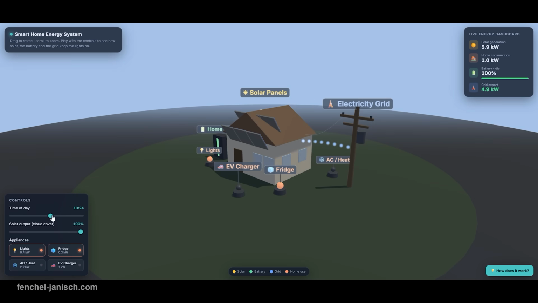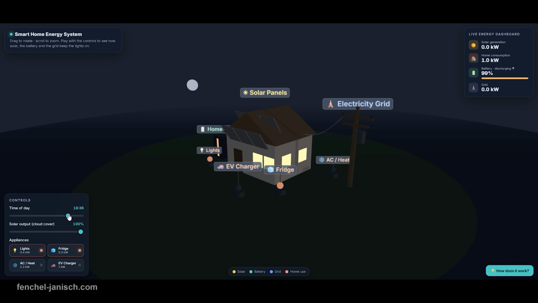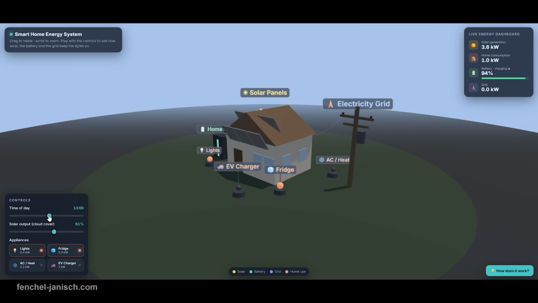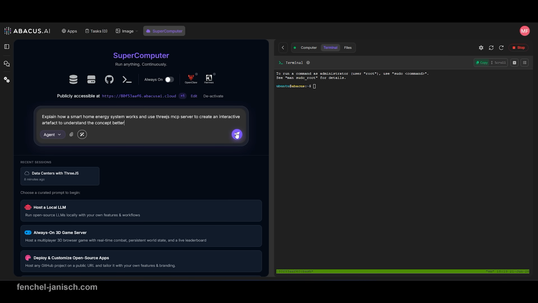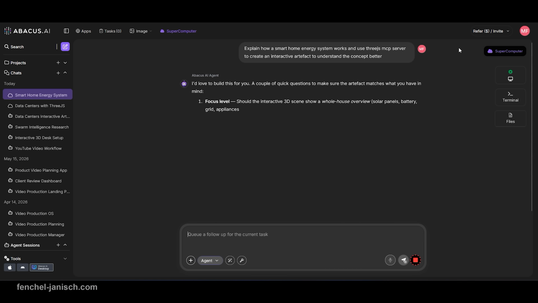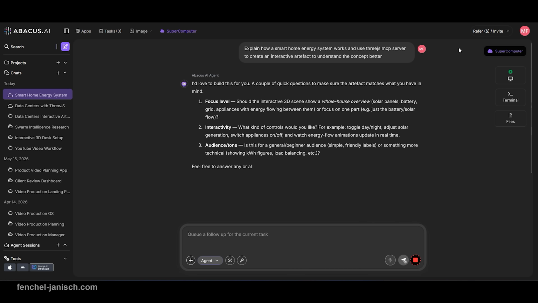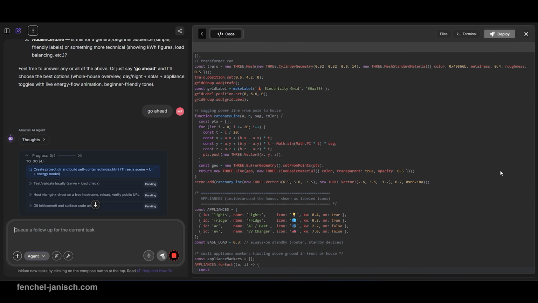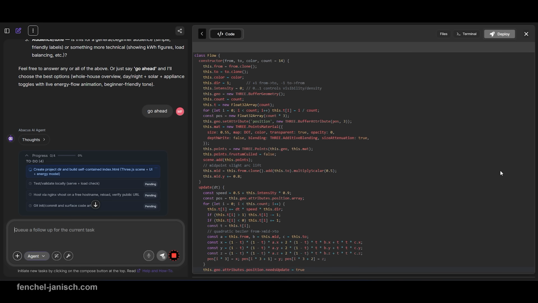A home energy system is not only about solar panels on the roof. It also includes battery storage, household consumption, grid connection, and the way energy moves between these parts during the day. Abacus AI can take this type of prompt and turn it into a browser-based 3D visualization so the concept becomes easier to understand at a glance.